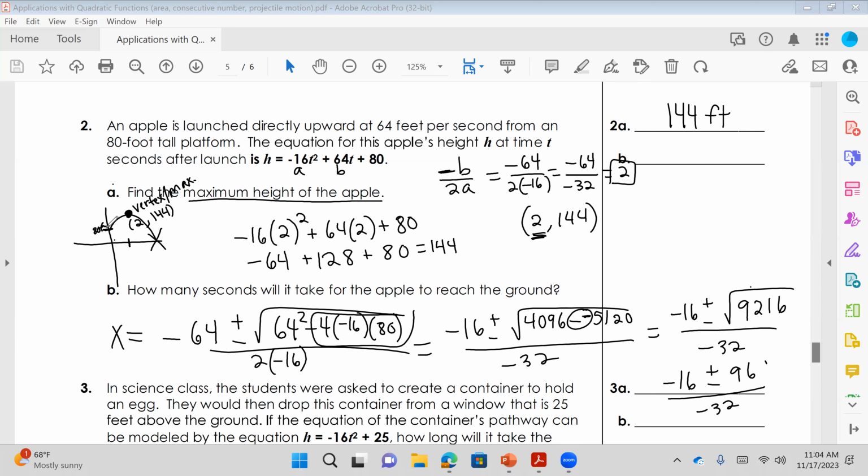So I'm going to choose this one. I want the numerator to be negative because the denominator is negative. That will give me a positive value. So negative 64 minus 96 is negative 160, divided by negative 32. We get 5. Okay, so that means in 5 seconds, the apple will hit the ground.